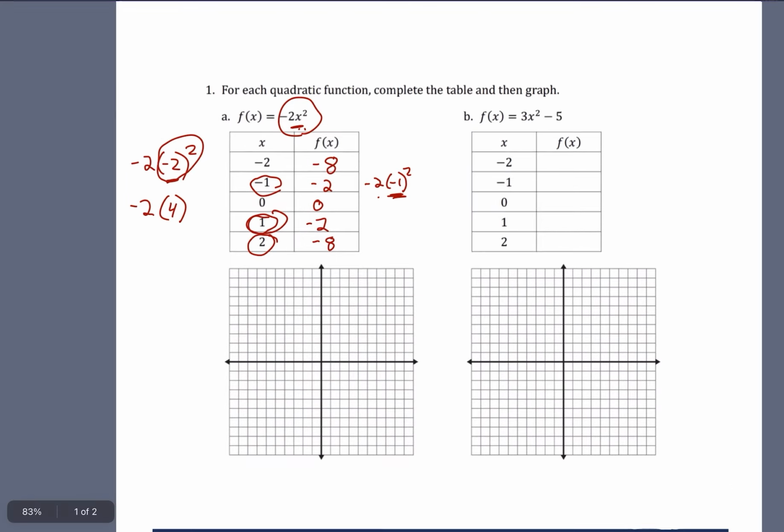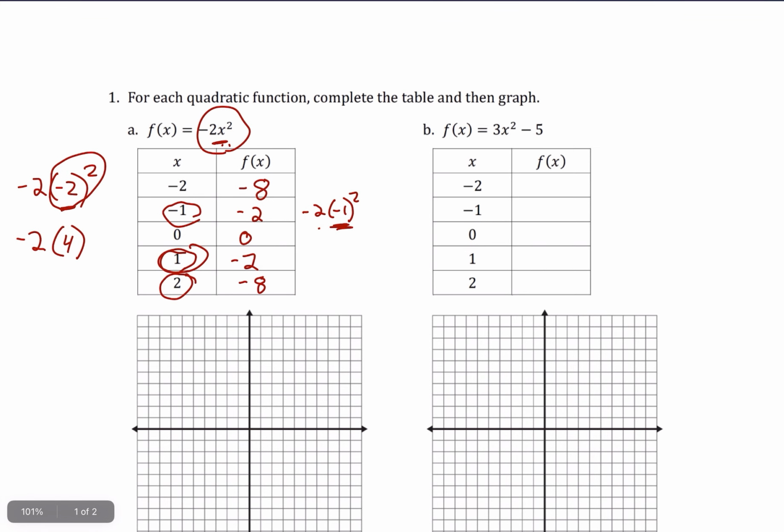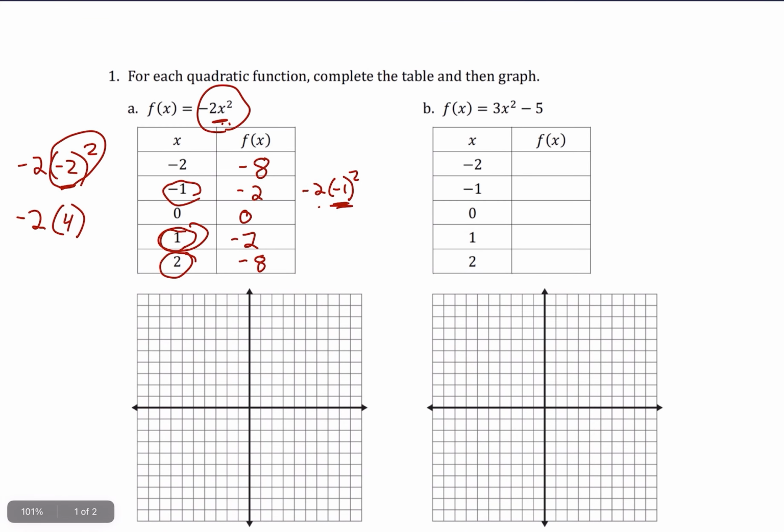I'm going to zoom in a little bit just so you can see this better for the graph now. At this point, we're going to plot the point -2, -8 right here. We're going to plot the point -1, -2. We're going to plot the point 0, 0, 1, -2, and then 2, -8. Our graph is going to open downward because remember, it's going to be a U-shaped graph, so the vertex is at 0, 0. And that's our first graph. Let's look at the next one.